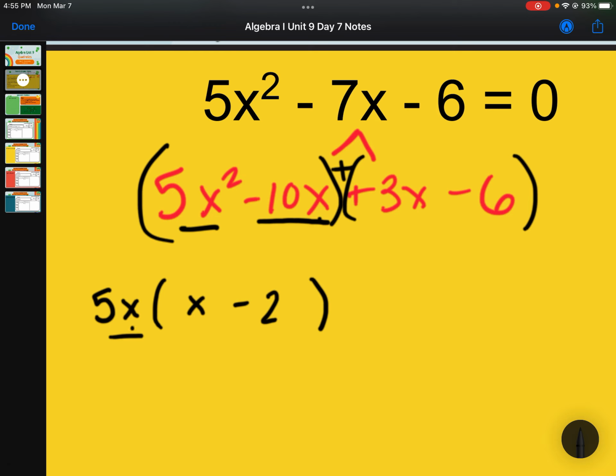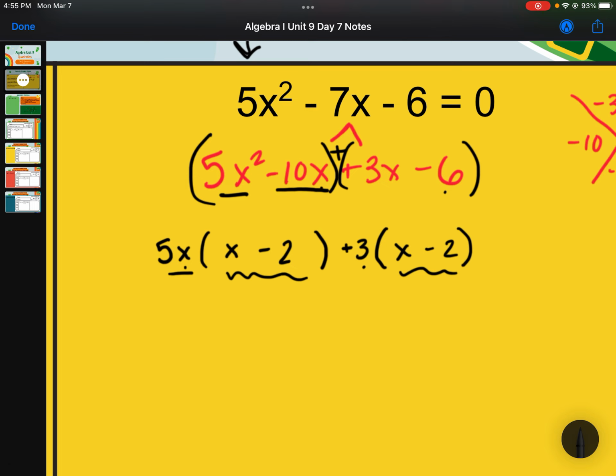Our next binomial, 3x minus 6, they're both divisible by a 3. 3x divided by 3 is a 1x. -6 divided by 3 is a -2. Now that these match, I know I'm okay to move on. I'm going to factor out the match, x minus 2, and I'm left with 5x plus 3.